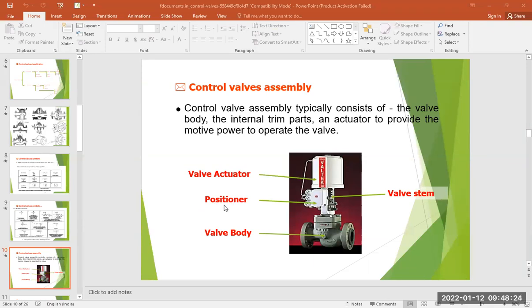So according to our application, this positioner is also classified into three categories or three configurations. Number one is the pneumatic type of positioner system. Number two, analog input type of positioner system. Number three is the digital type of positioner system.